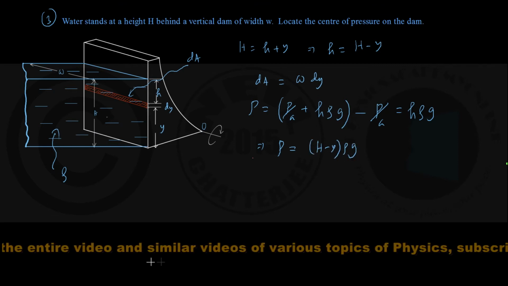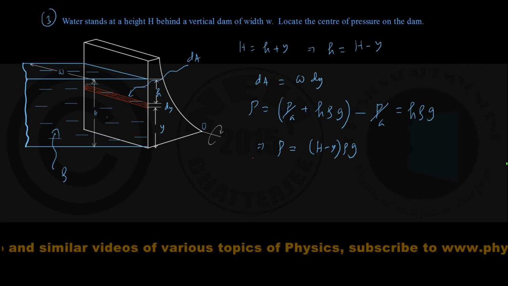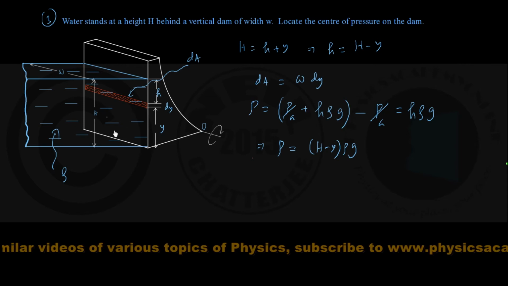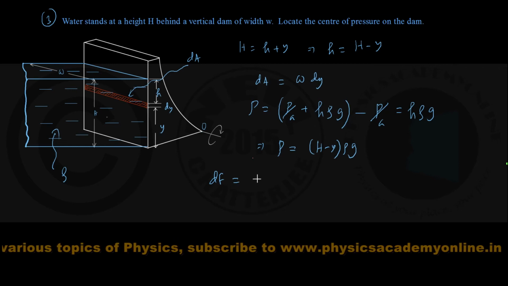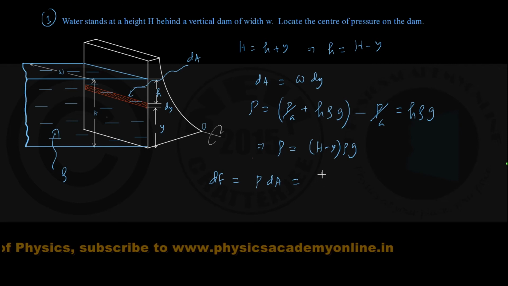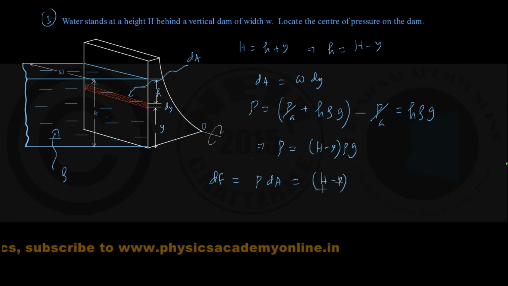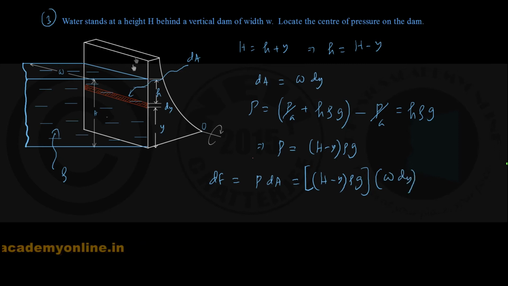Once we get the net pressure, let us find the infinitesimal force of pressure acting on this element, and that force we'll call dF, because the area involved is very small, dA only. It is given by P into dA. Put the value of P, that is (H minus y) rho g, and the value of dA that was found to be w dy, w being the width of the dam and dy being the height of this infinitesimal element being investigated.